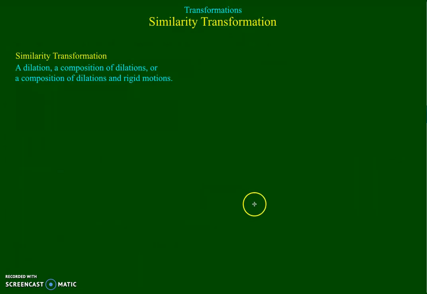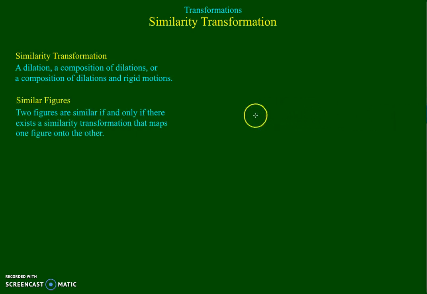The idea here is similarity transformations. We had congruence transformations in reflection, translation, and rotation, where angle and length are preserved, but in dilation, length is not preserved. Angle is preserved, but not length. That makes a similarity transformation, which is a dilation, a composition of dilations, or a composition of dilations and other rigid motions. And that brings up the idea of similar figures.